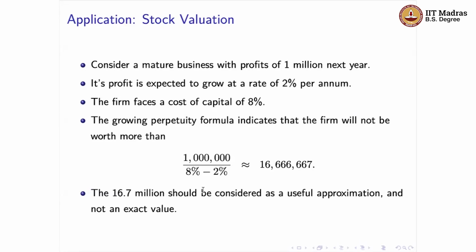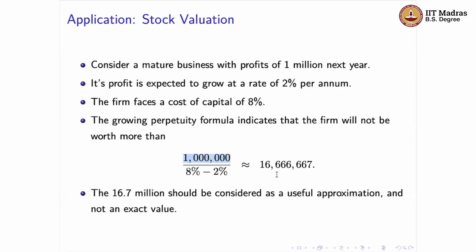Okay. So then the growing perpetuity formula would indicate that the firm should not be worth more than this amount, 1 million divided by 8% minus 2%. So where did we get this amount? This is, remember, the formula for the growing perpetuity, right? Which is the amount which is being paid next period divided by r minus g, right? So we have put those here, and this is approximately equal to 16.7 million, right?